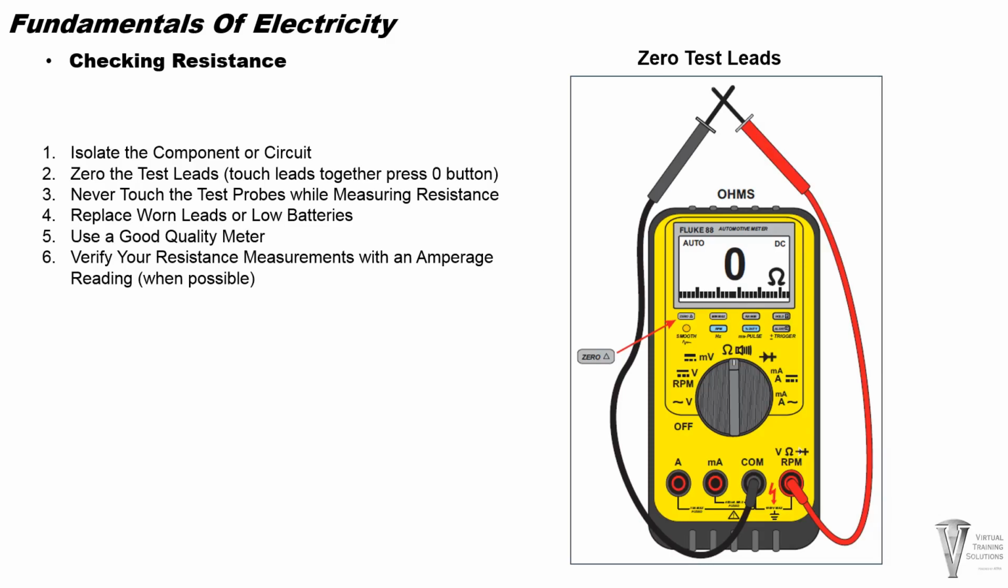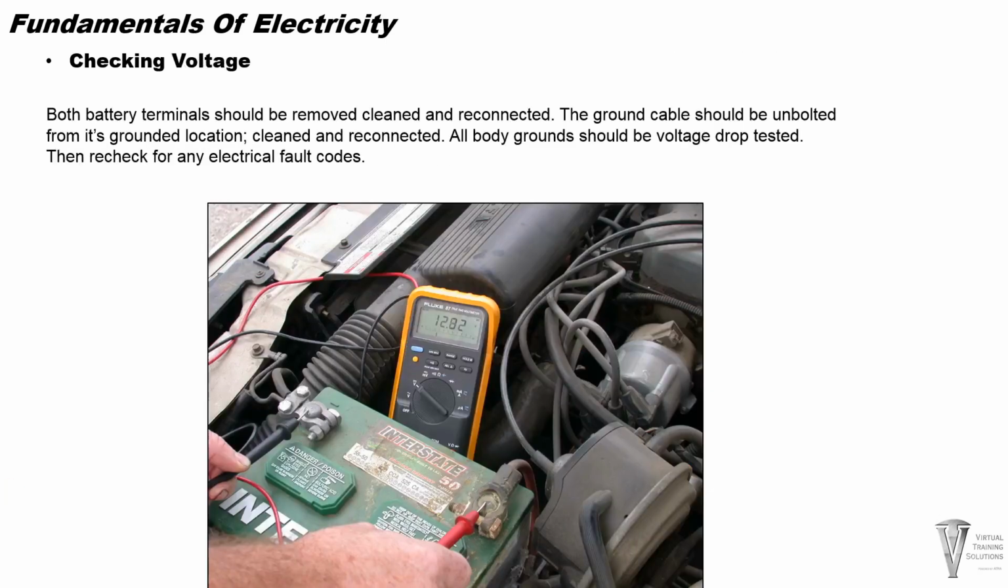There are several things you need to keep in mind when measuring resistance on a circuit or component. Failure to follow these basic procedures can have drastic effects on the results of your measurement. First, isolate the component or circuit. Zero out your leads. Never touch test probes while measuring resistance. Replace worn leads or the batteries inside your test equipment. Use a good quality meter and verify your resistance measurements with an amperage reading when possible.